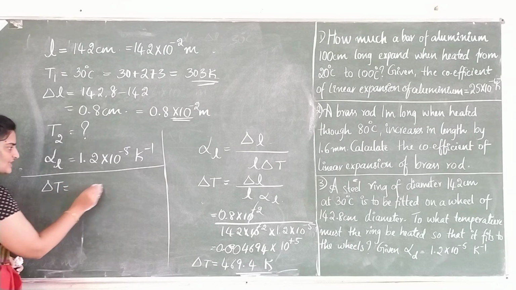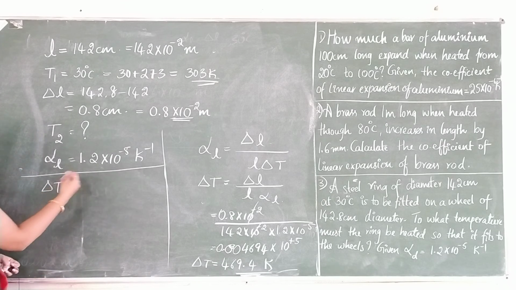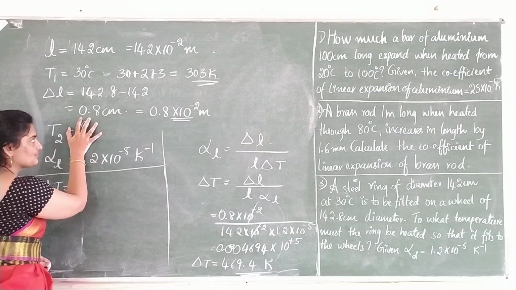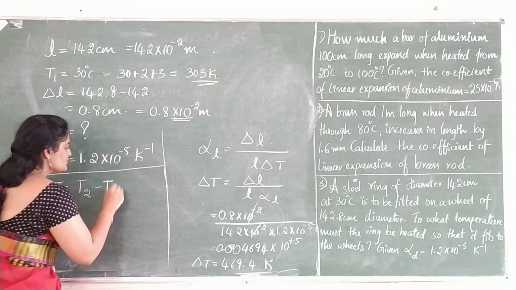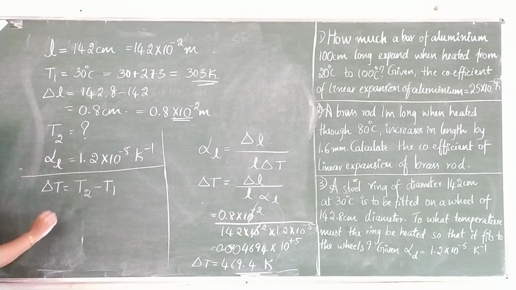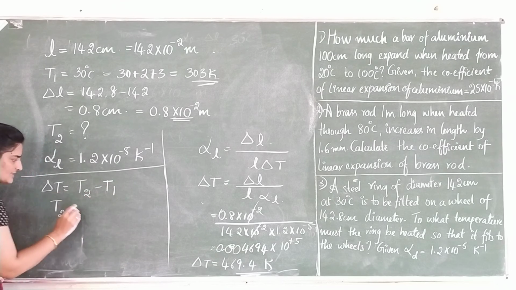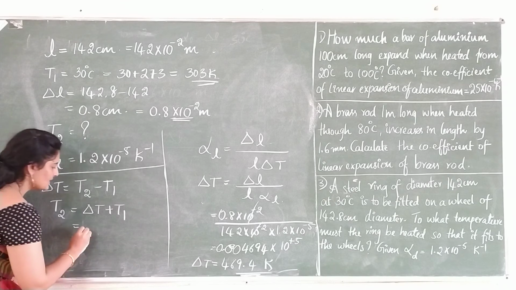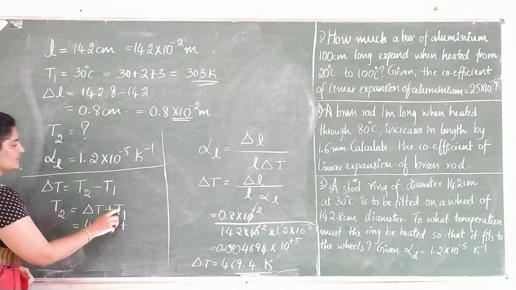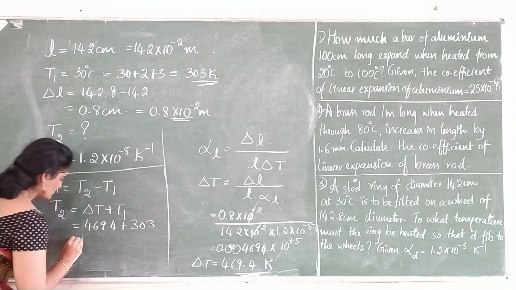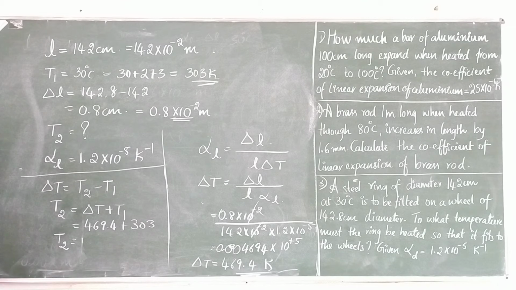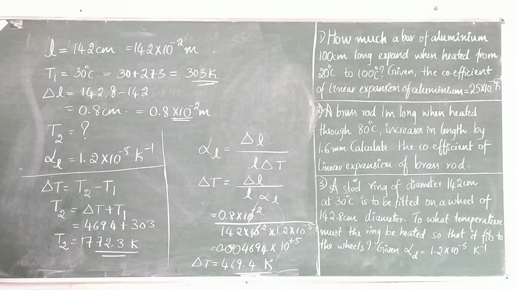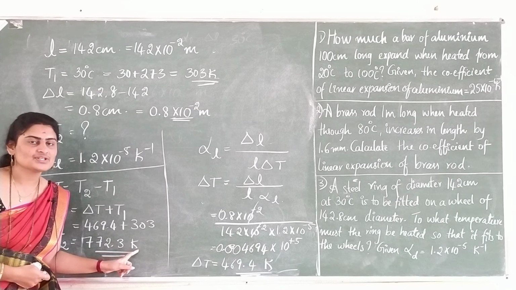Change in temperature is nothing but difference between two temperatures, right? Final temperature minus initial temperature, or we write it as higher temperature minus lower temperature. In this case, temperature has increased. So final temperature will be higher than the initial temperature. So T2 minus T1. We want the value of T2. T2 is equal to delta T plus T1, which is equal to 469.4 plus 303. So the final temperature T2 is equal to 772.3 Kelvin.